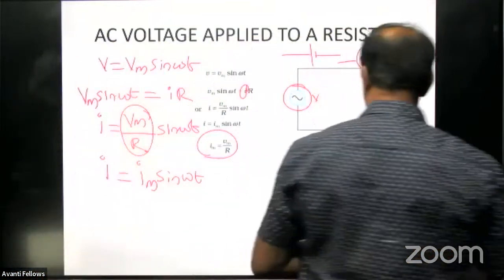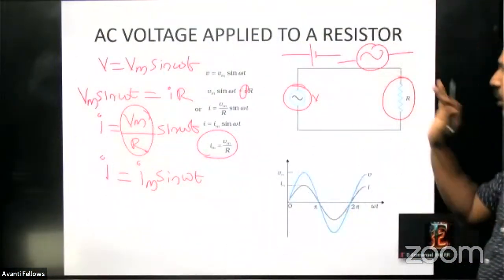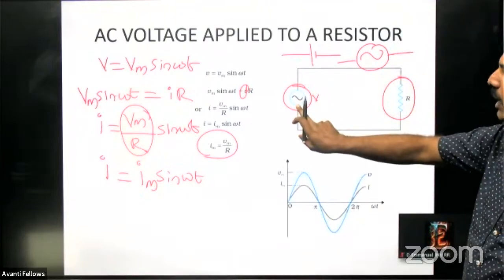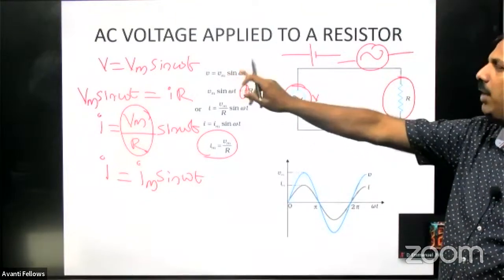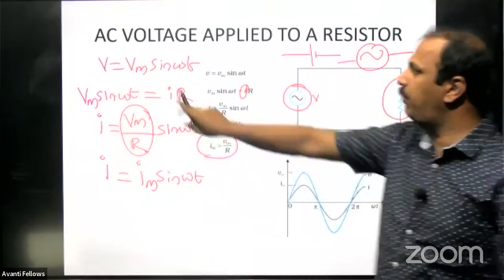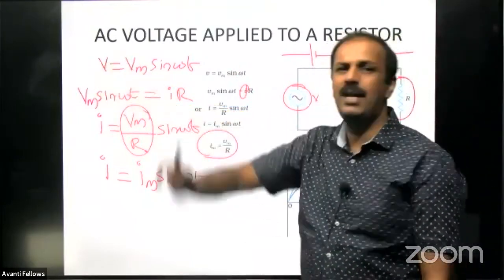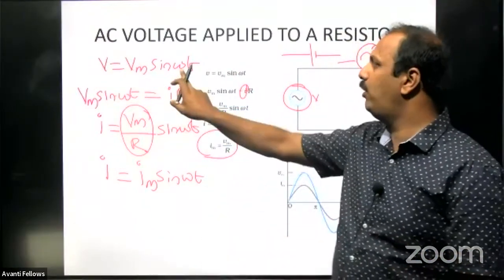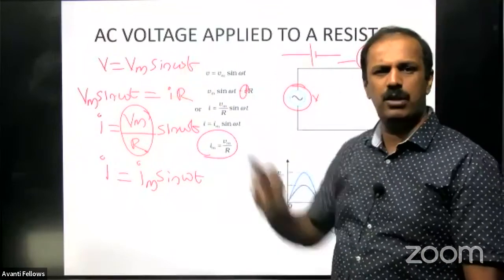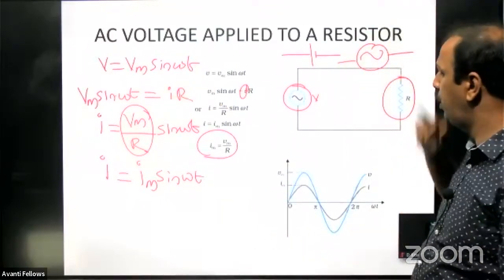That's the first part. That is, we have a resistor here. Once more, in the resistor, we have a source here, which is producing V is equal to Vm sin omega t. This Vm means maximum voltage. This V means the instantaneous voltage. And omega is the angular frequency of that rotation or the wave.